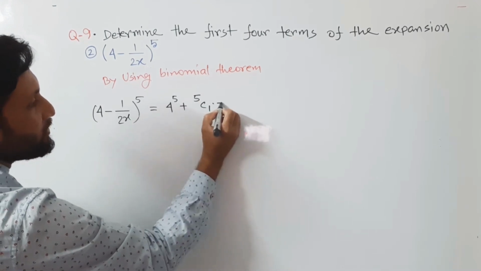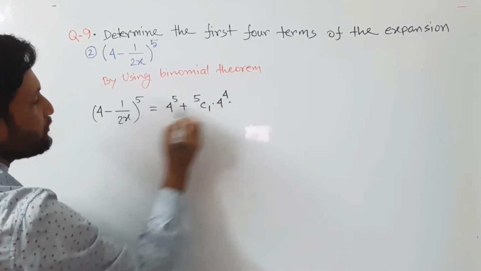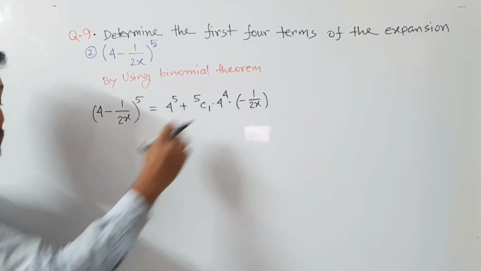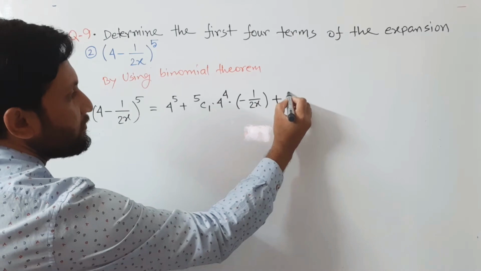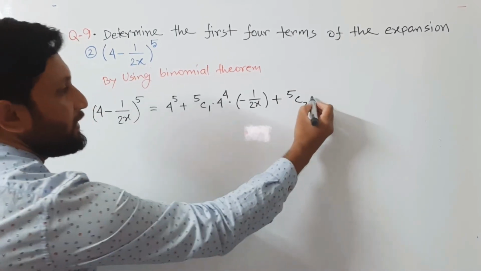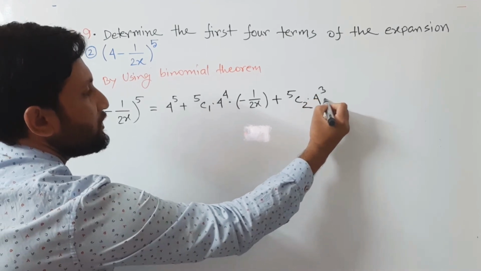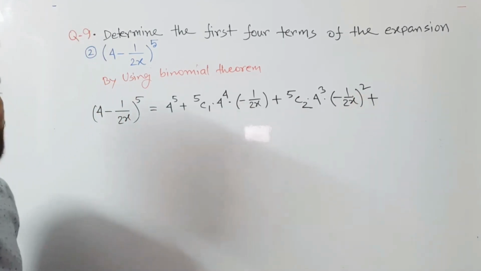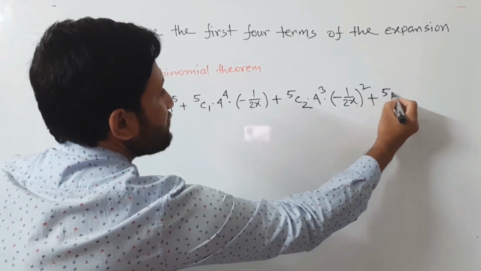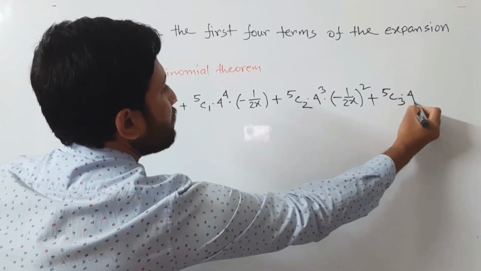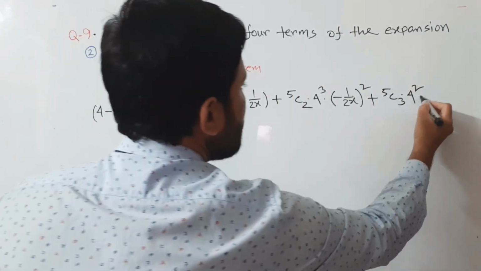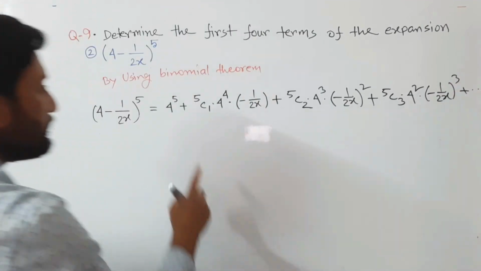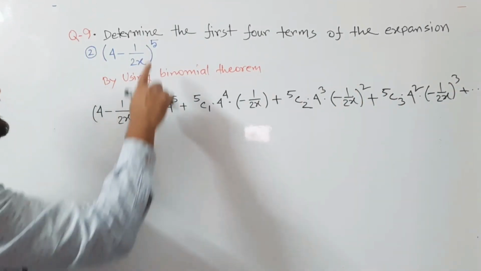Into decreasing power of 4, we can write 4 to the power 4, into the second term, minus 1 by 2x. We have to use it including the minus sign. Then the next term coefficient is 5c2, and decreasing the power of 4, we write 4 cube into 1 by 2x square. And then the fourth term, the coefficient is 5c3 into 4 square, and then we write minus 1 by 2x cube. Here you see the first term, second term, third term, fourth term. We have to calculate the first 4 terms.